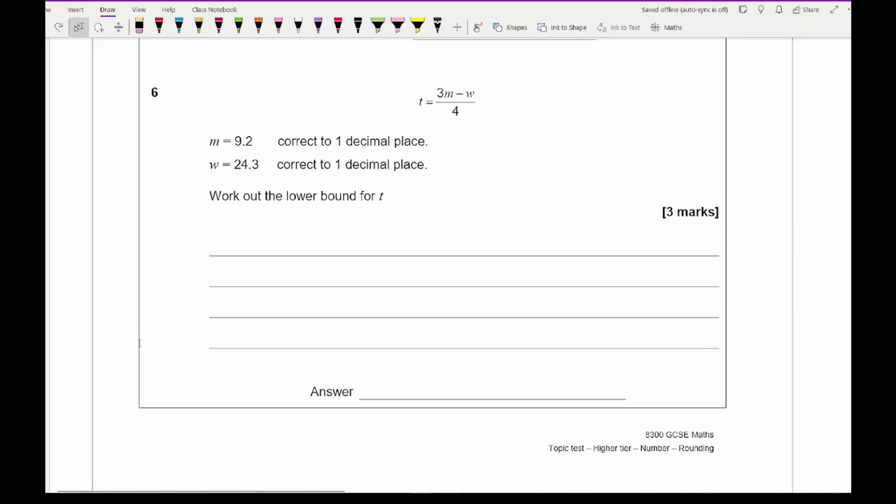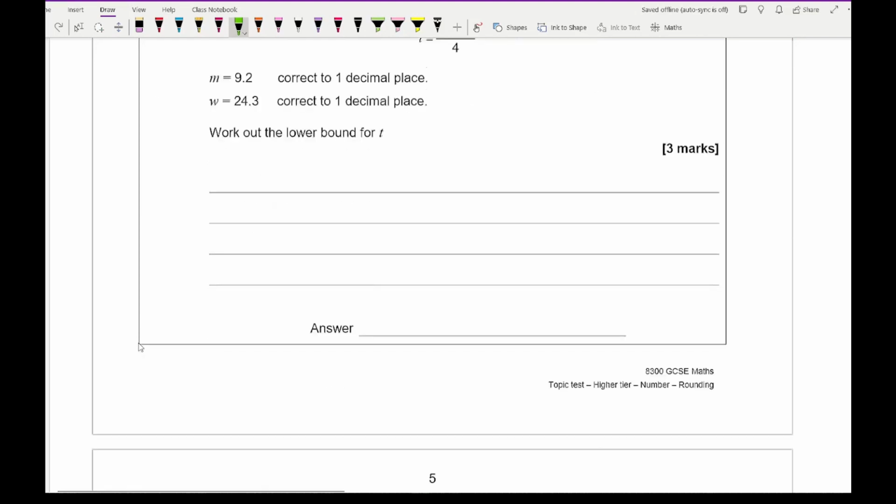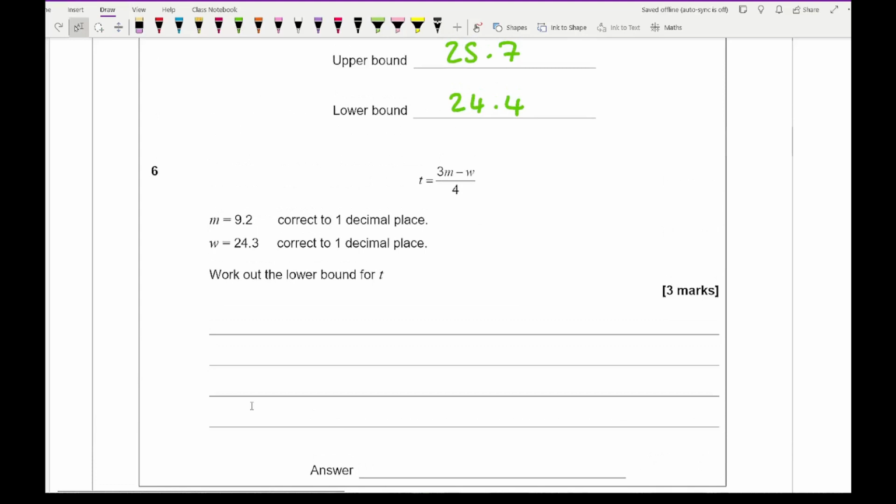Then moving on to question 6, it says here we've got a calculation, and again we want to work out the lower bound of T. So for the lower bound of T, I need the smallest at the top, and 4 can't change, so I want to make 3m minus w the smallest. Now to get the smallest when I'm taking away, I need this m to be small and this w to be big.